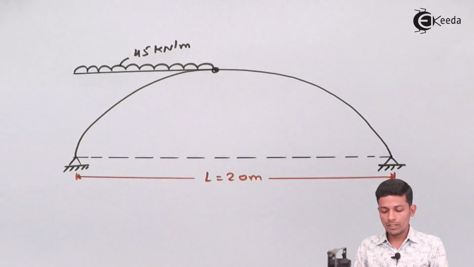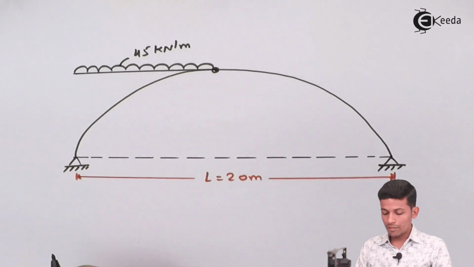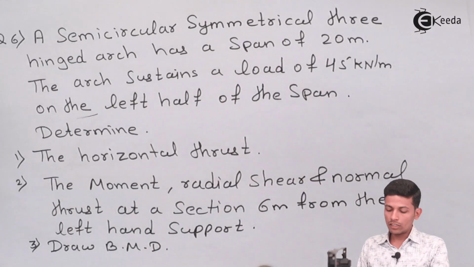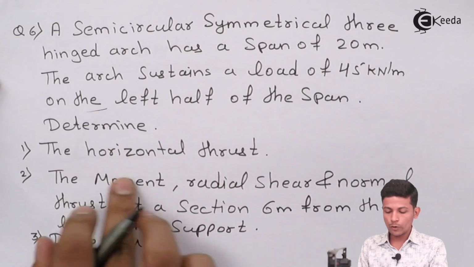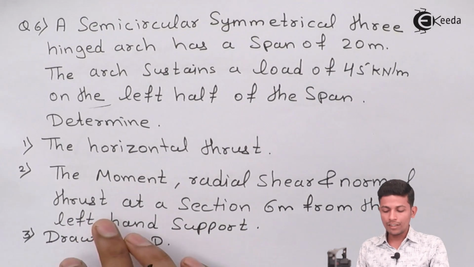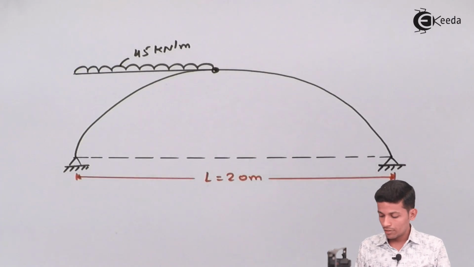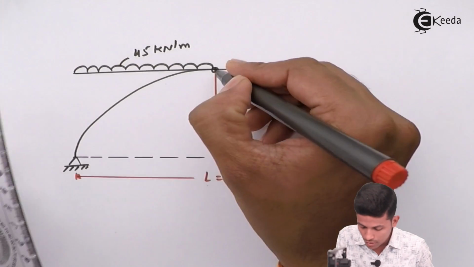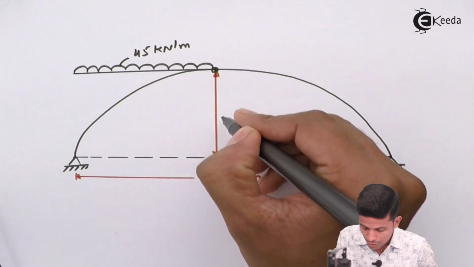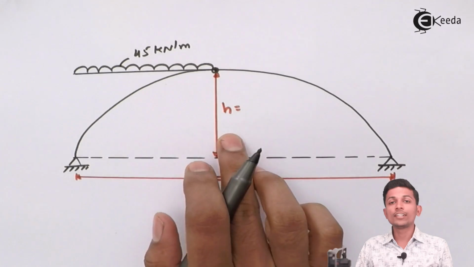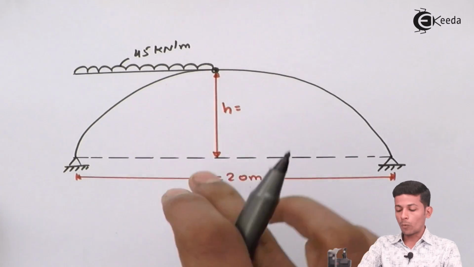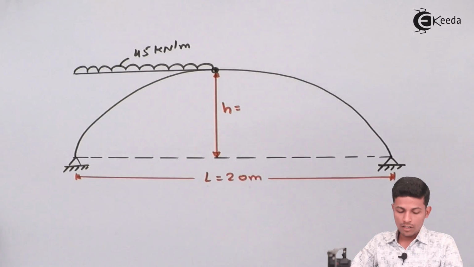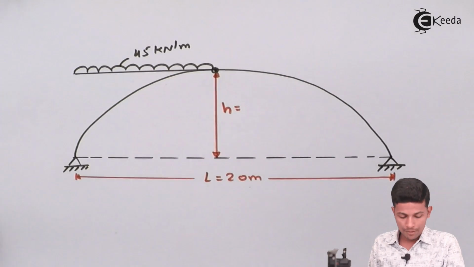Now on the left half of the span, determine the horizontal thrust. Here there is one unknown: the h value is not given in the question. Now how will you find this h? What is the distance of h? So take one note, so you can better understand how to proceed when h is not given.